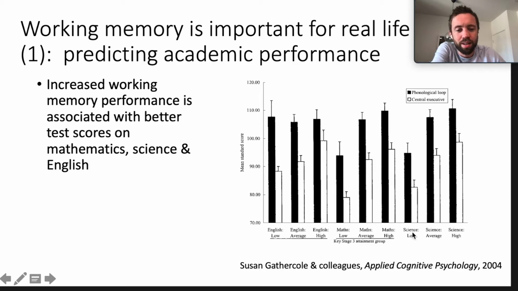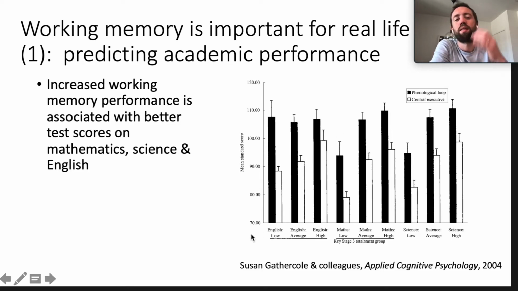We see that for science, there's a big increase as you go from the low performance to the average and high, that goes up with the central executive part of working memory and also the phonological loop part of working memory. So as working memory performance increases, so does performance on science tests. We see a very similar thing for mathematics, a strong relationship between working memory ability and test performance. And we don't see this perhaps as much for English language, but there does seem to be some sort of relationship between the central executive part of working memory and English performance.